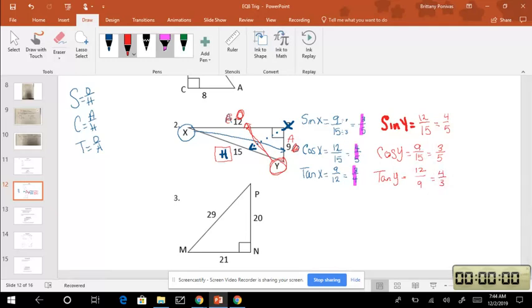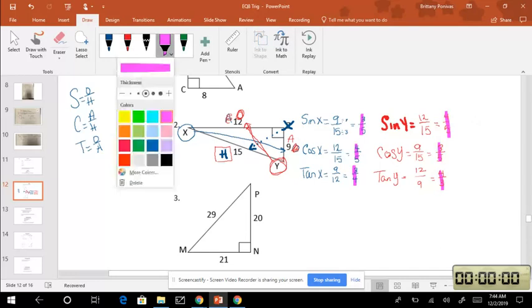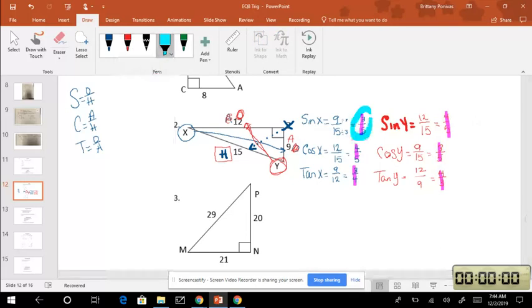So you, again, should have 3 different ratios if you're dealing with the same angle. And what you should notice is that the sine of one angle is the cosine of the other. So the sine of angle X is the cosine of angle Y. The cosine of angle X is the sine of angle Y. That's the big thing here. The cosine of one angle is the sine of the other, and vice versa.